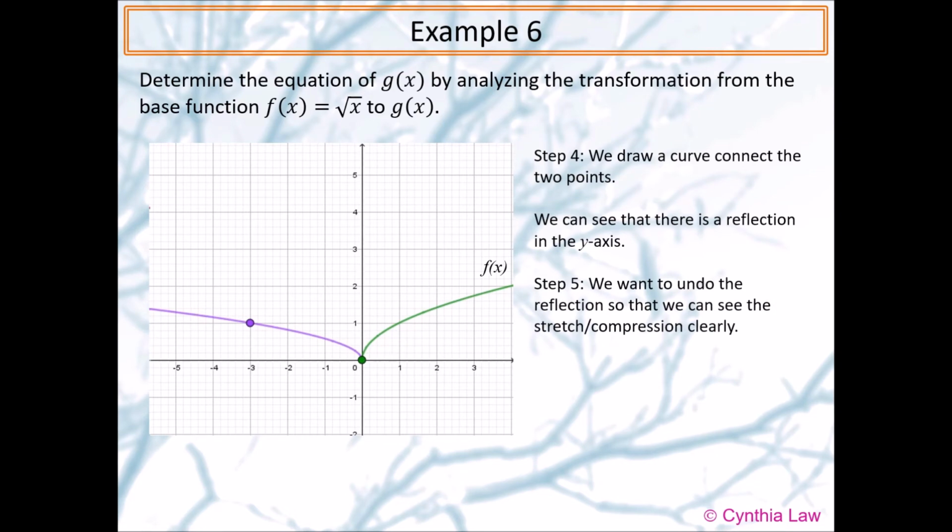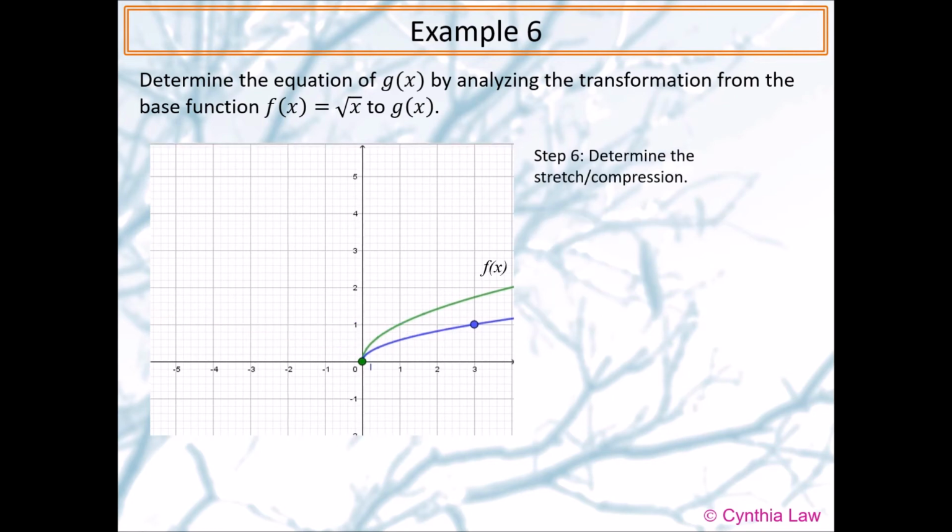So from the point -3, 1, it is 3 units away from the y-axis. So if I count 3 units from the y-axis to the right, that would be the reflection of that intermediate curve that is already on the grid. So I add that extra point, and now I'm going to join the origin with my new point. So that's the curve that I want after undoing the reflection. Now I get rid of the other curve because it's just in the way. So now I can focus on finding the stretch or compression.